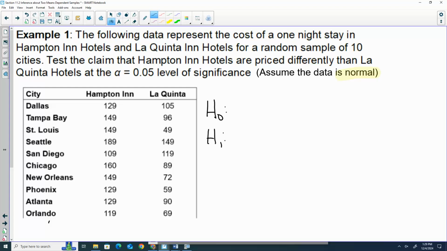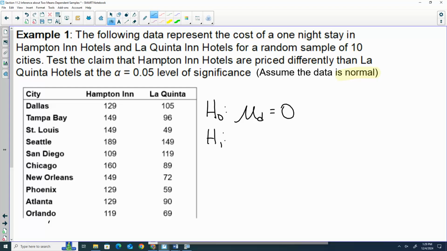Okay, we are talking about the average price here. So the null is going to be that there is no difference. So we say the mean of the difference equals 0. And I guess I should maybe dwell on that for a second.